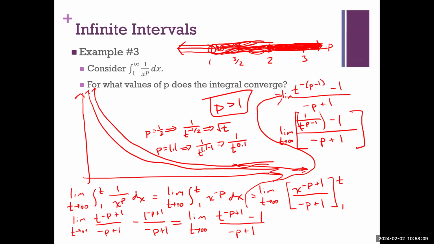Now let's look at that. What happens to 1 over t to the 0.1? Or maybe let's break it down even smaller. What happens to t to the 0.1 as t gets really, really big? It gets really, really big, right? But if I divide 1 by that thing that's getting really, really big, that goes to 0. So that's why that's the boundary line. I need to have p be anything larger than 1, and I get convergence out of this.